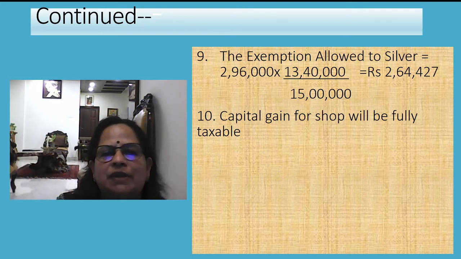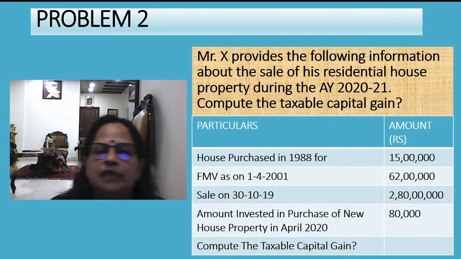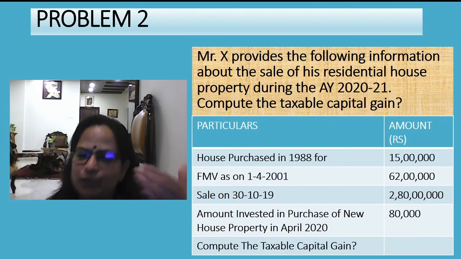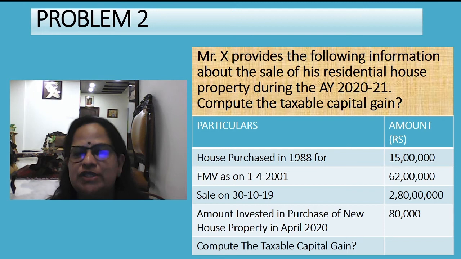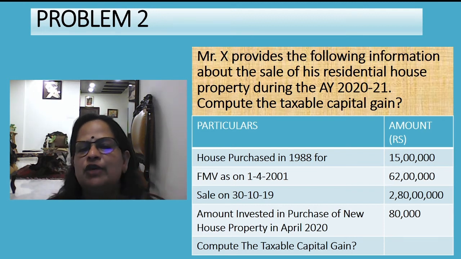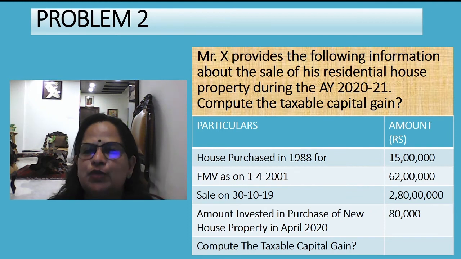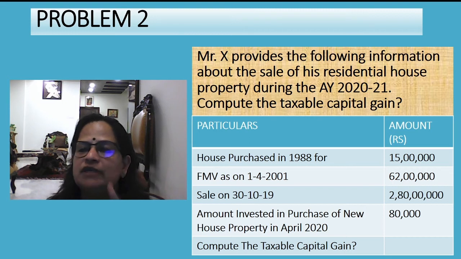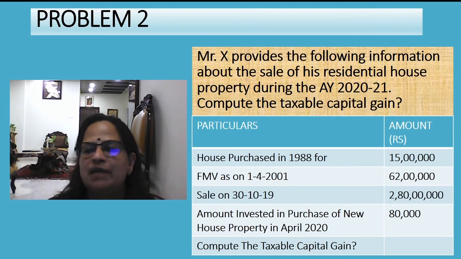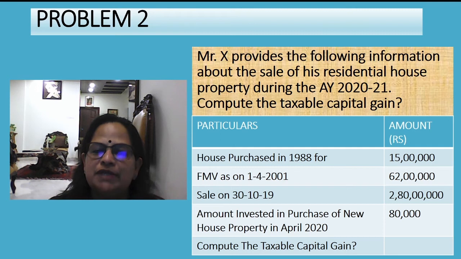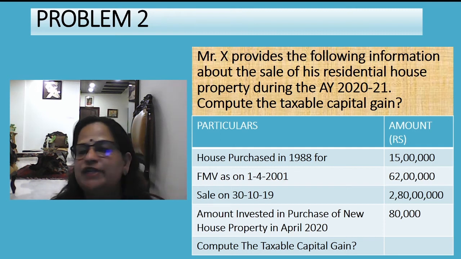It's very simple. Now, next problem. This has two sub questions, the first one and the second one. So that is why I told you in effect we are doing three problems. Mr. X provides the following information about the sale of his residential house property during the assessment year 2021. Compute the taxable capital gain. See, here also it is not mentioned that section 54F is applicable.